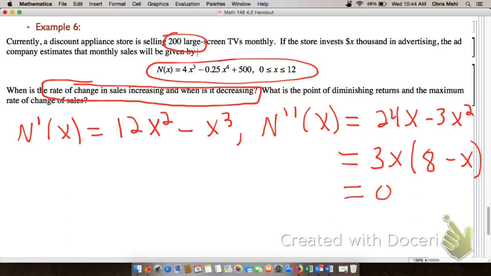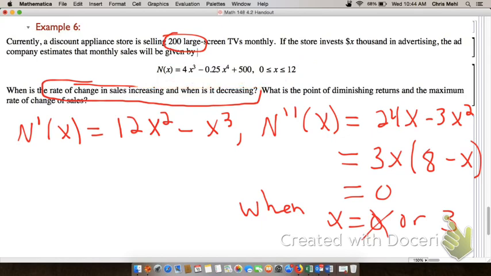And this equals 0 when x equals 0 or 8. Although we don't really care about 0. The point of diminishing returns is going to be something between the 0 and the 12 from the domain. So when you look at the domain, we're only really spending between 0 and $12,000 on advertising. And what this really says is the second derivative is going to be 0 when we spend $8,000 on advertising. Okay, and the second derivative is defined everywhere, so the only partition number is going to be when x equals 8.